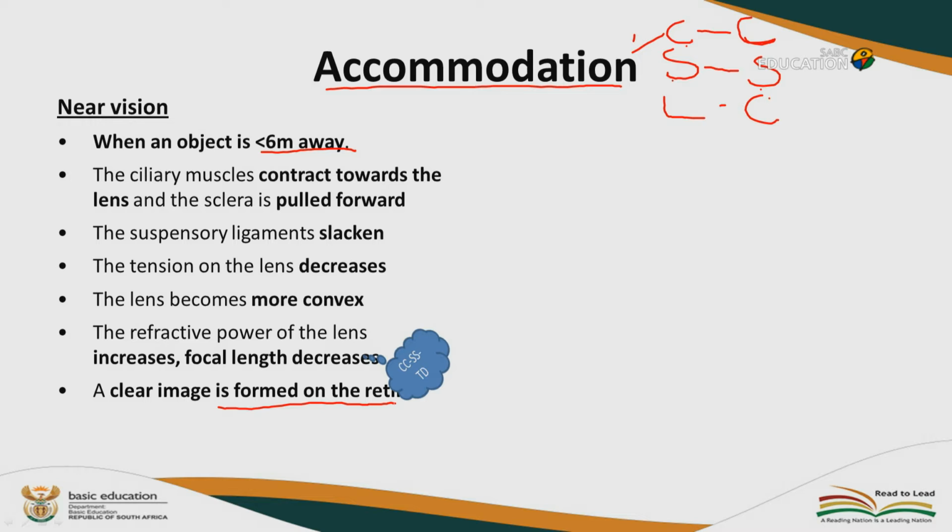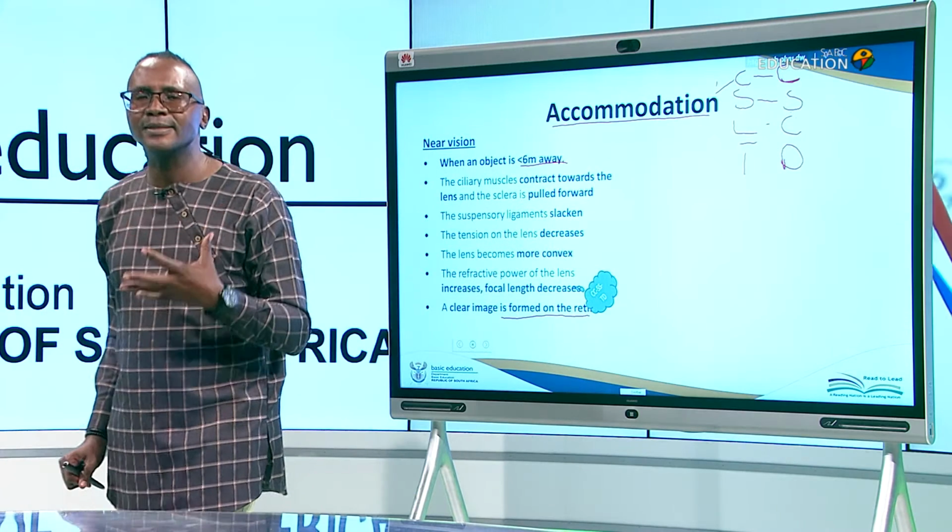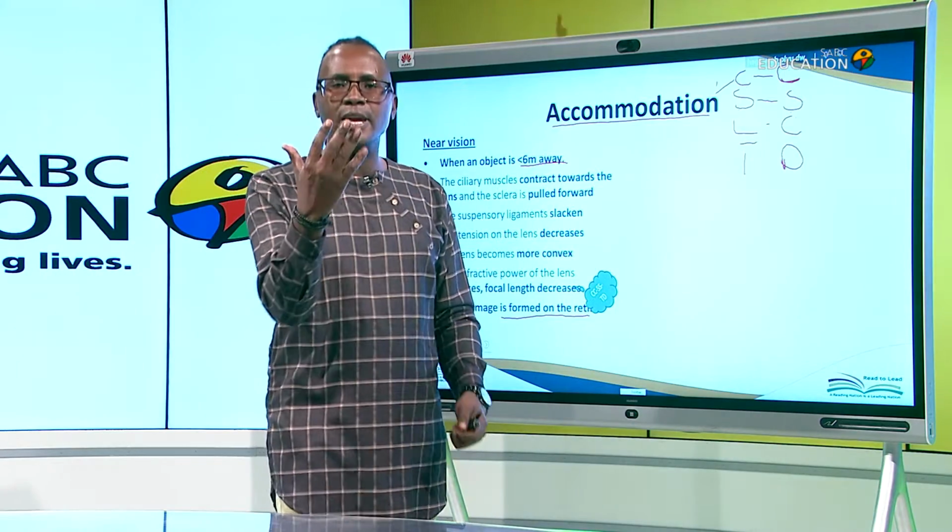So for you to remember, we've created a mnemonic for you. CC, SS, TD. Tension on the lens decreases, right? And then the lens becomes convex. And that is what happens when you see near vision.